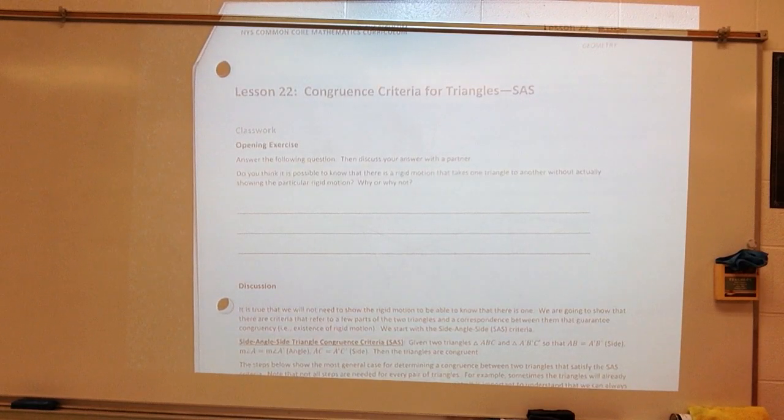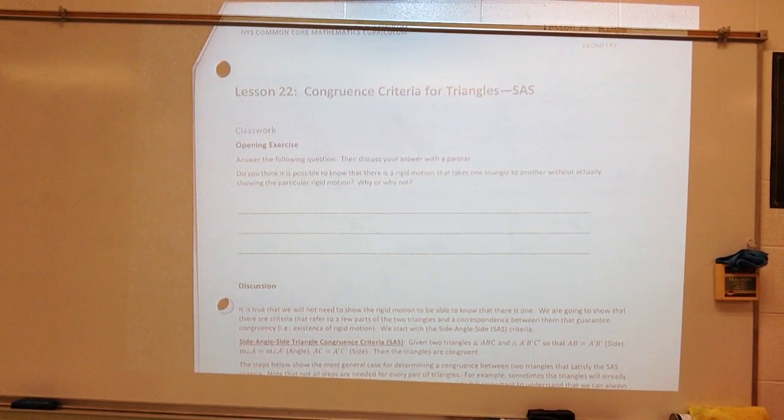Alright, so let's look at this lesson. This lesson is called Congruence Criteria for Triangles, SAS. So you're going to learn why two triangles that satisfy the SAS congruence criteria must be congruent.